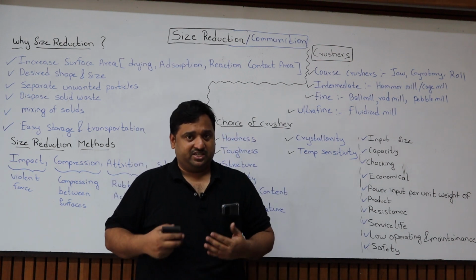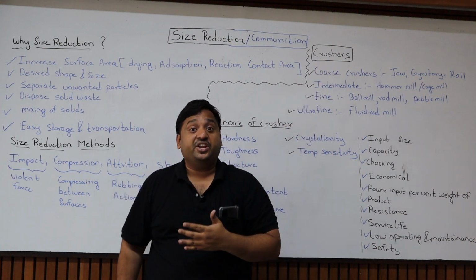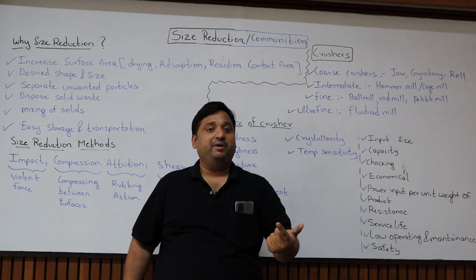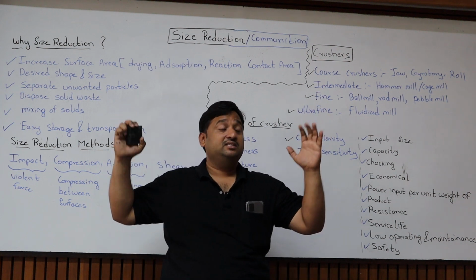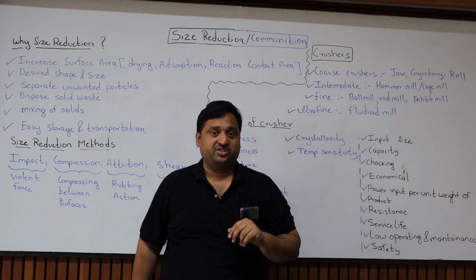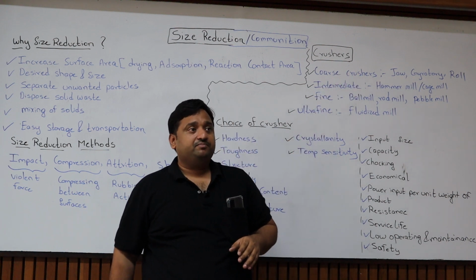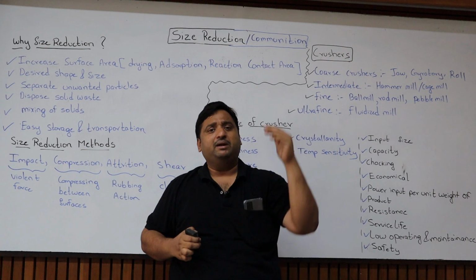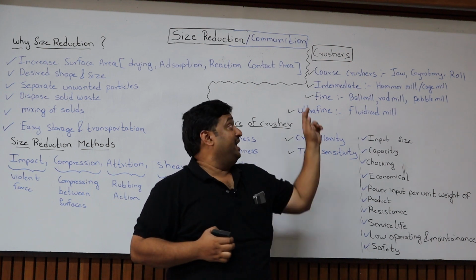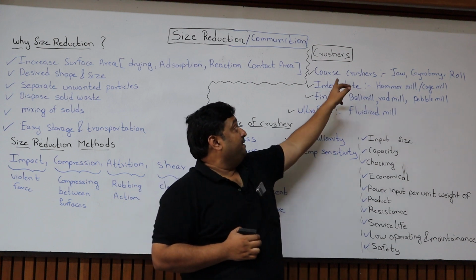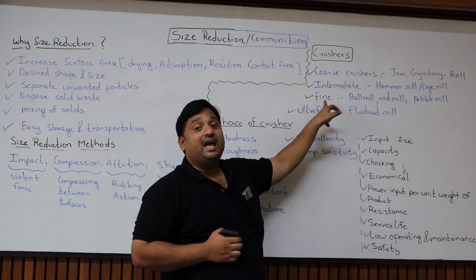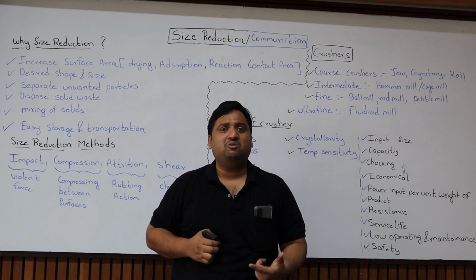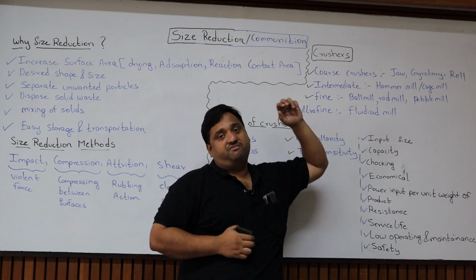When I talk about crushers, that means size reduction equipment, they are classified into three: coarser, intermediate, and finer. When you are dealing with bigger particles, the term is coarser crushers. Intermediate means I am not dealing with very small particles, nor with very heavy particles; in between these two sizes, I can get an intermediate size. Ultra fine means very small particles, in microns or nanometer levels. That's called ultra fine particles.